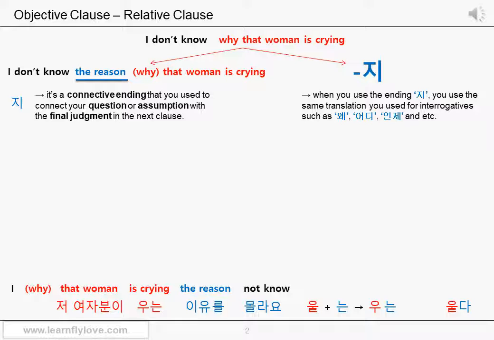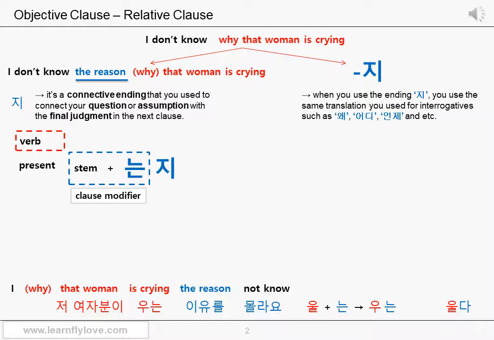Let's learn the basic rule. The basic rule is pretty simple with one exception. Always this exception thing is a pain in the buttocks, right? "Why that woman is crying" part is a clause. So you can change the tense. First, present tense. When it's a verb, you add 는지 to the stem of a verb. It's easy to remember this one because stem plus 는 is the basic rule of a verb clause modifier in the present simple tense, right? So you just need to remember 지 sound.